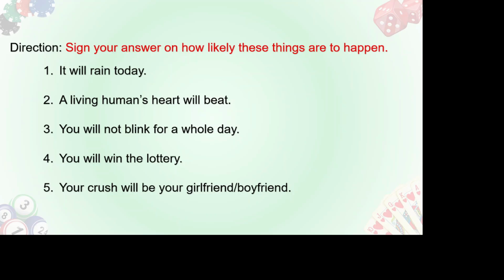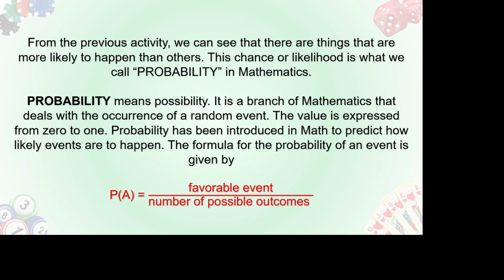Because I want you to get the idea behind probability. That chance of something happening or its likelihood is what we call probability in mathematics. Probability simply means possibility. It is a branch of mathematics that deals with the occurrence of a random event. The value is expressed from 0 to 1. Probability has been introduced to math to predict how likely events are to happen.